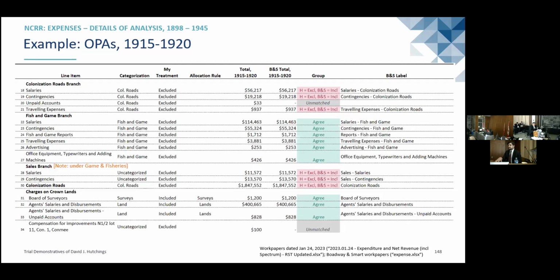The next batch of expenses relate to fish and game. Those are line items 22 to 27. So these are the salaries, contingencies, authoring of the fish and game reports, traveling expenses, advertising, and office equipment for the fish and game branch. I exclude it, and so do Professors Bodwin and Smart. And so the coloring on the right is green. We agree on that treatment for those 6 line items.